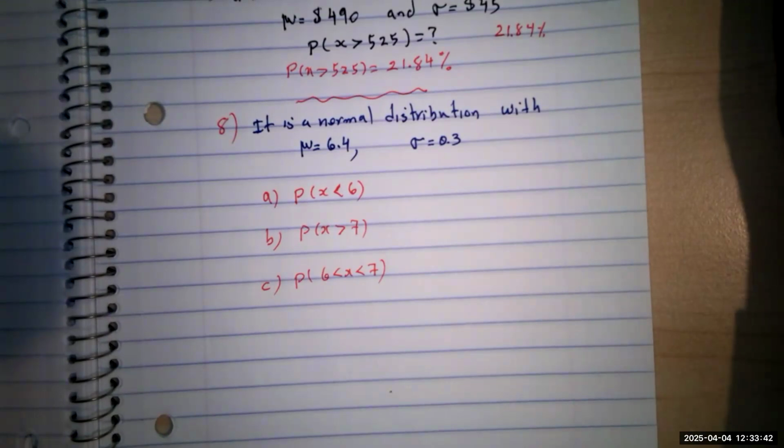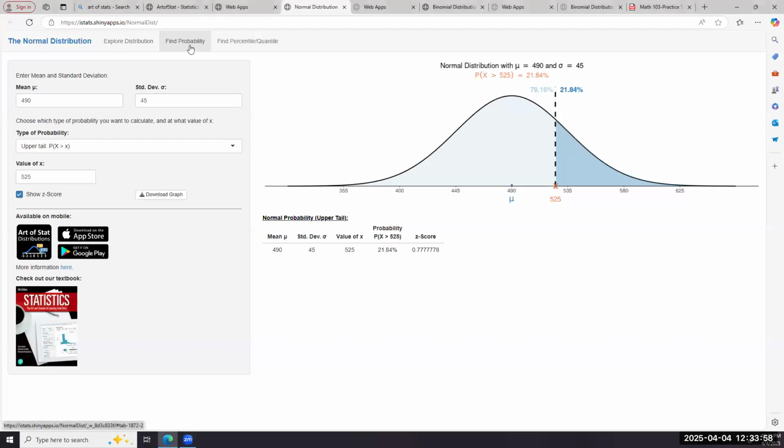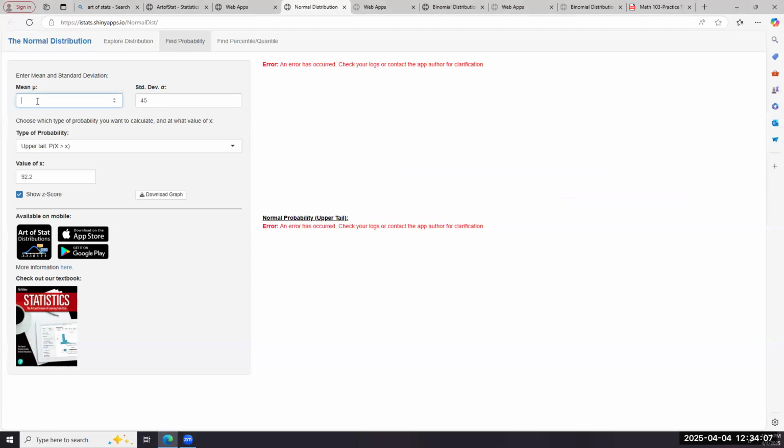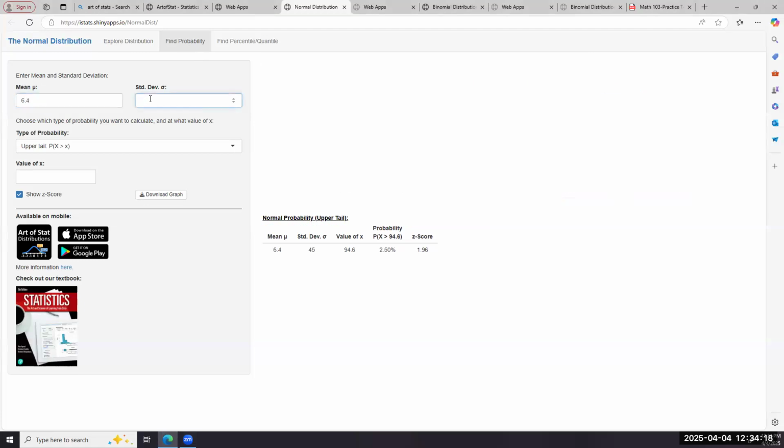That would be the normal distribution that we have already. Okay, so I'm going to share that again. That's the normal distribution curve. Then refresh your finding the probability. So bring your mu. Your mu is 6.4. And the standard deviation is 0.3.